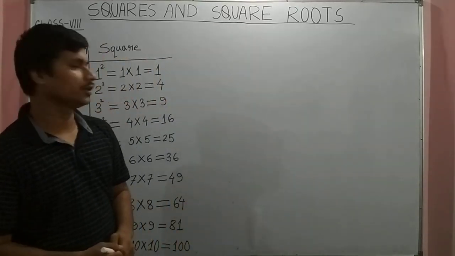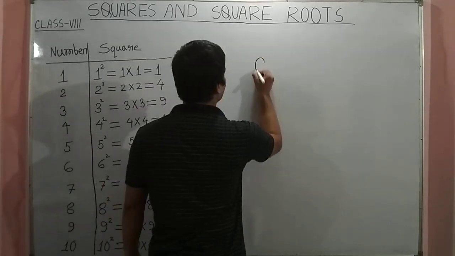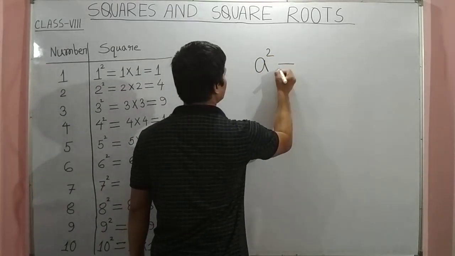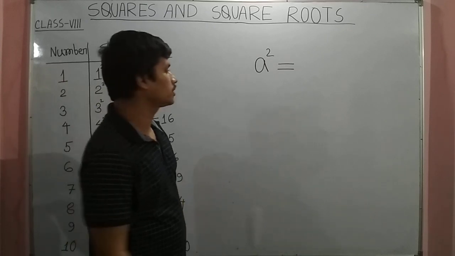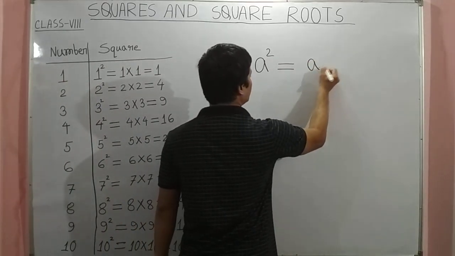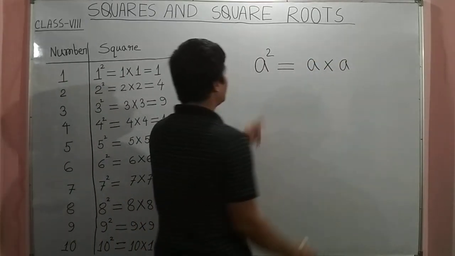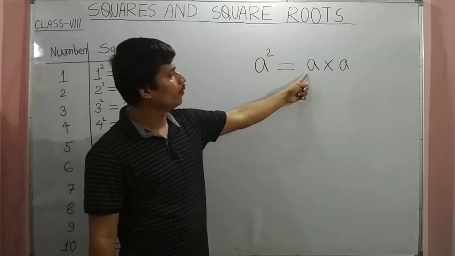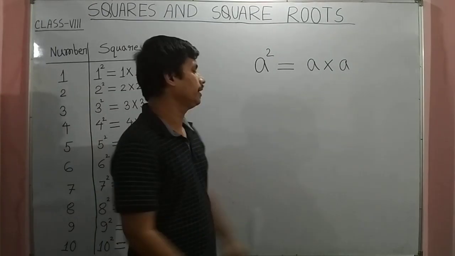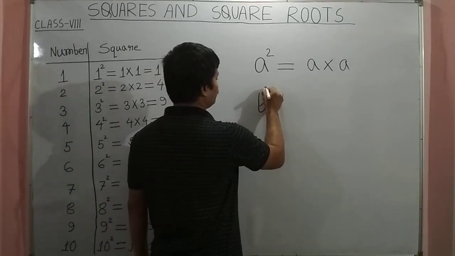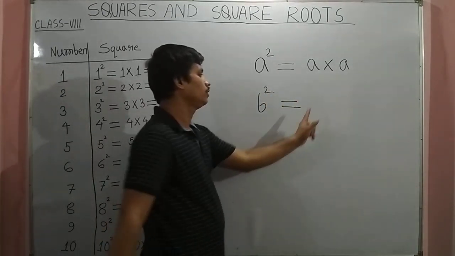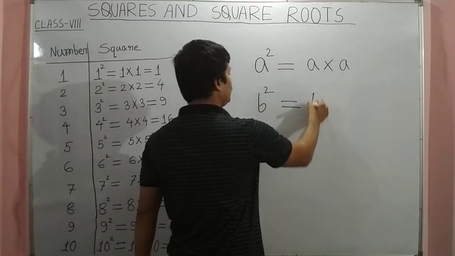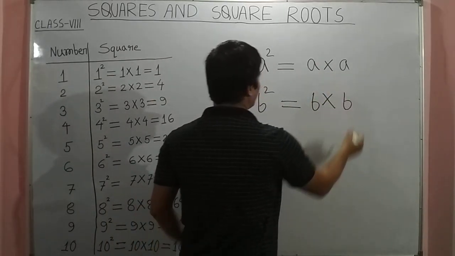Okay, here I think you know a square. We can write a into a. Here in a square, what is the power? 2. So we have to multiply a with a. B square we can write b into b. Here these are the variables.